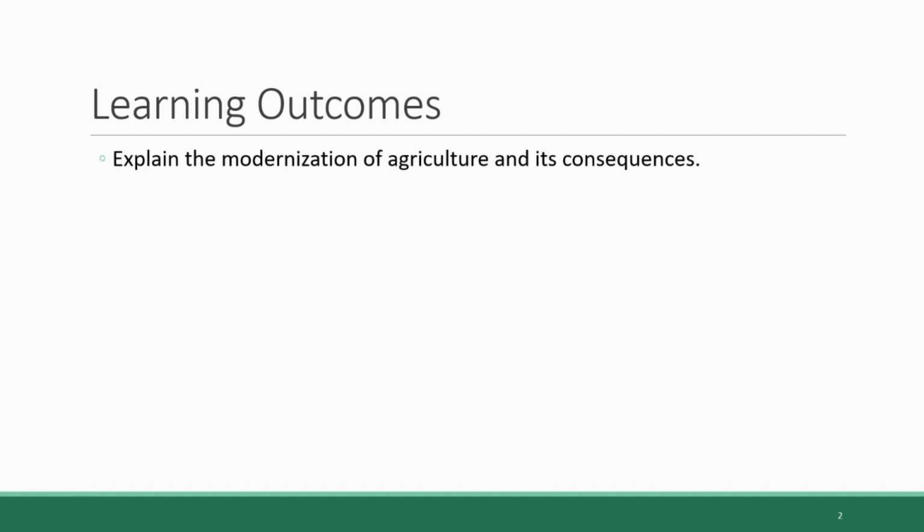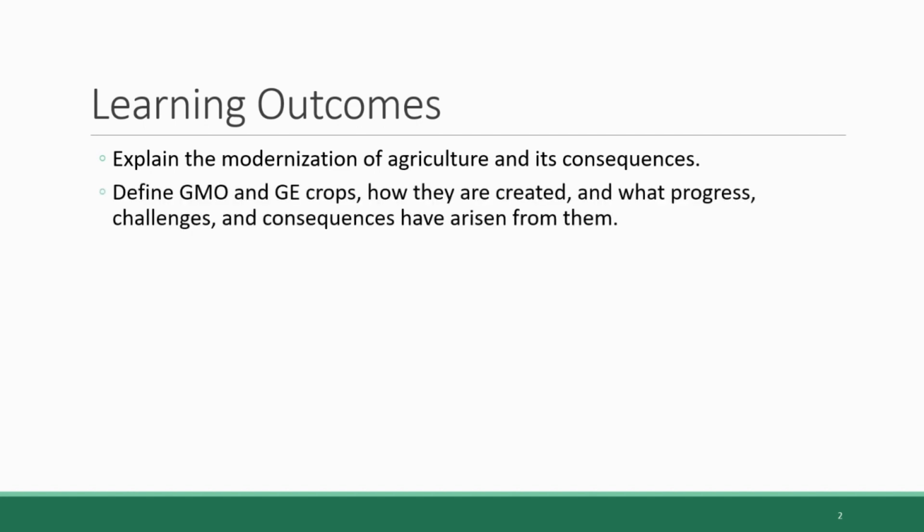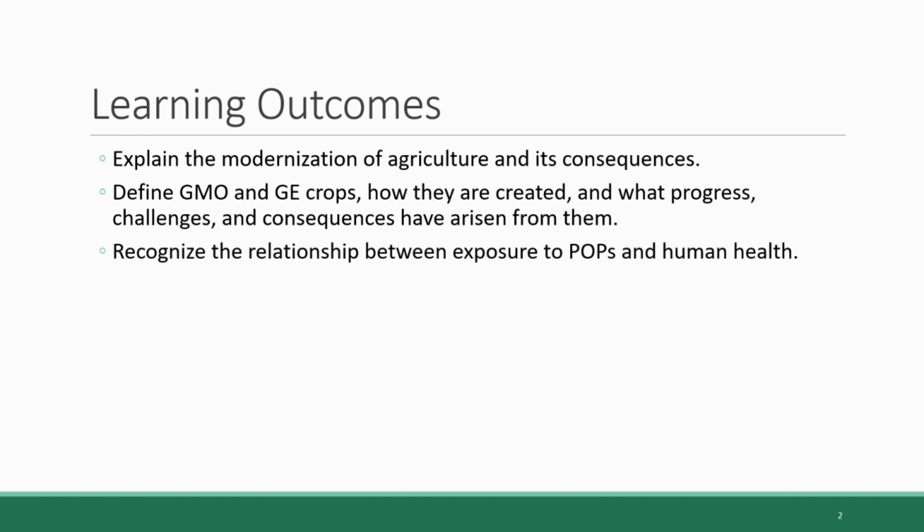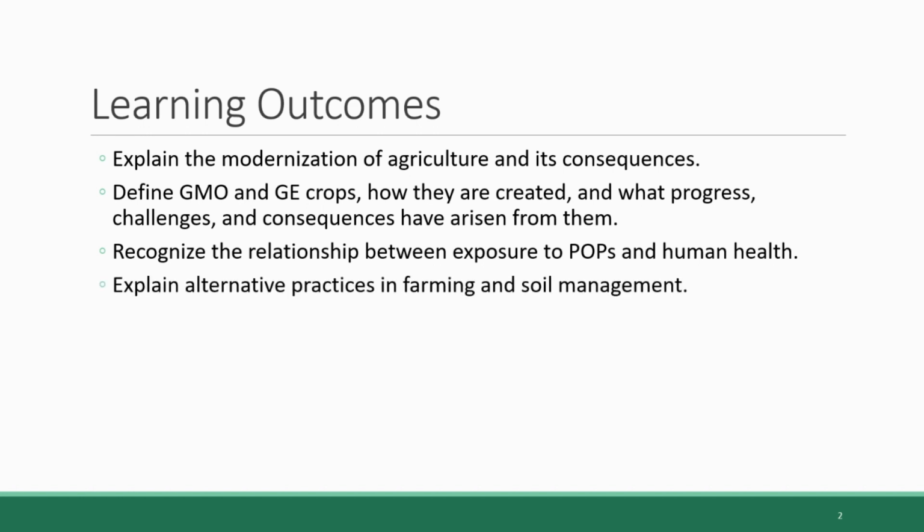We are going to explain the modernization of agriculture and its consequences. We are going to define genetically modified organisms, or GMOs, as well as genetically engineered crops, or GEs, how they are created, and what progress, challenges, and consequences have arisen from them. We will also recognize the relationship between exposure to persistent organic pollutants, or POPs, and human health. And finally, we will explain alternative agricultural practices and soil management practices.